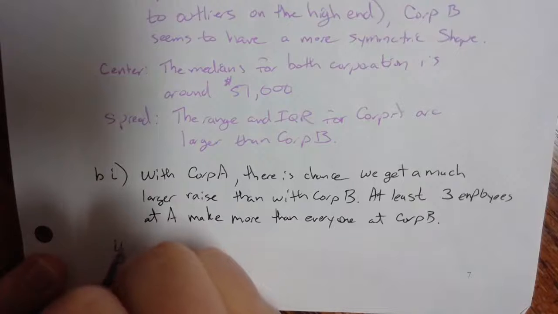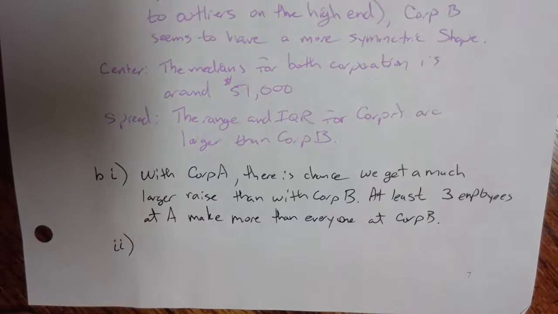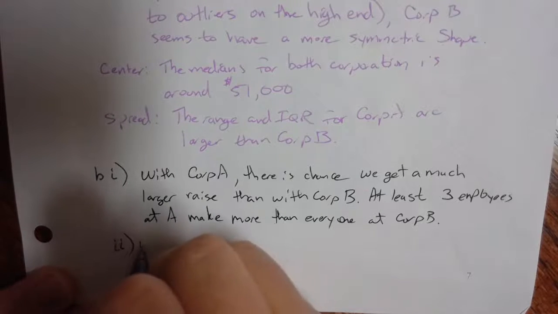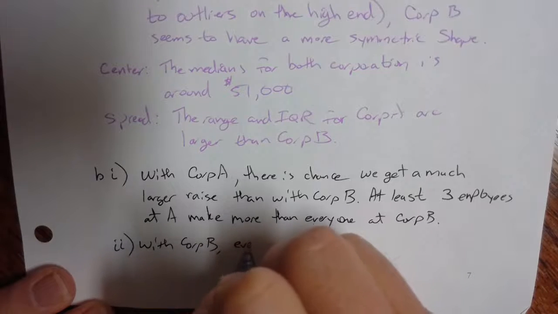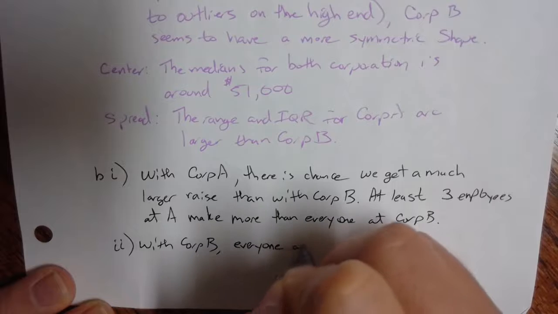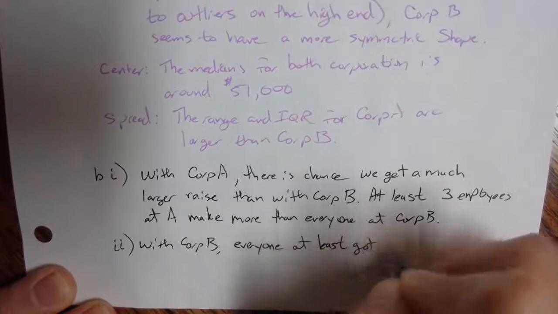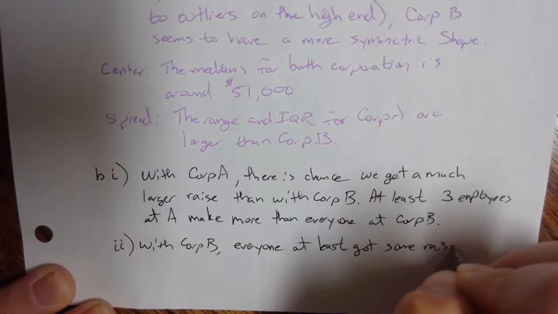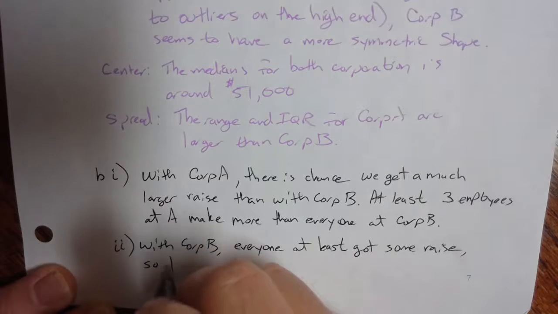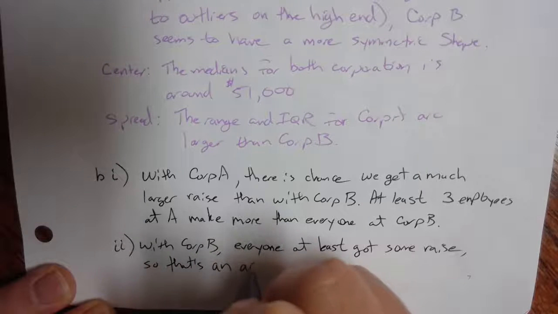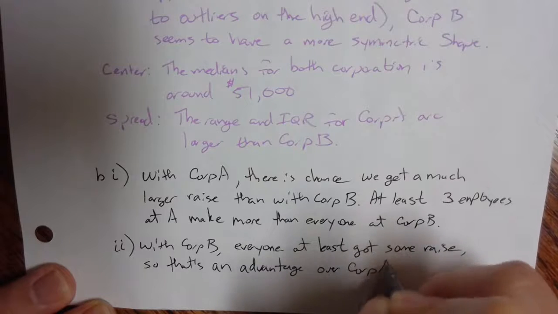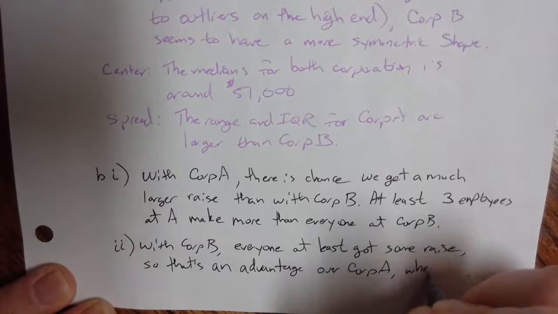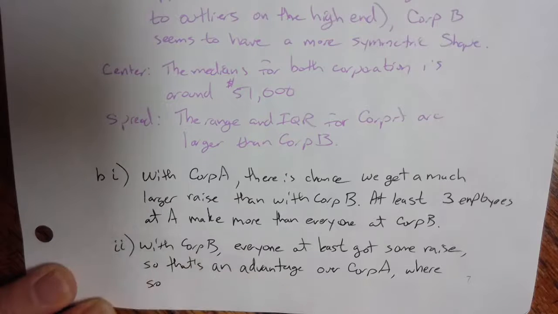And similarly, but opposite, why we might choose something for B, it really has to do with the fact that we are going to be avoiding that case where we don't get any raise at all. So with B, everyone at least got a raise. So that's an advantage over Corporation A, where some people didn't get a raise at all after 5 years. At least one, I should say.